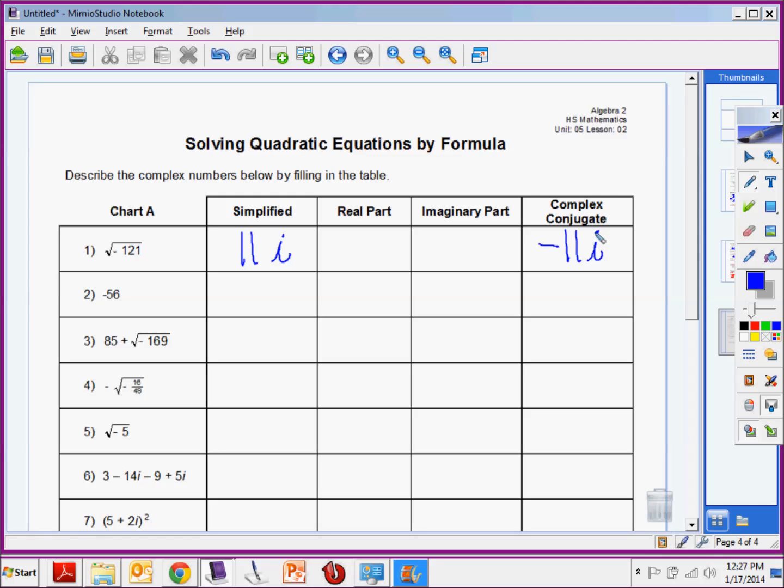The real part is 0. What's my imaginary? 11i.